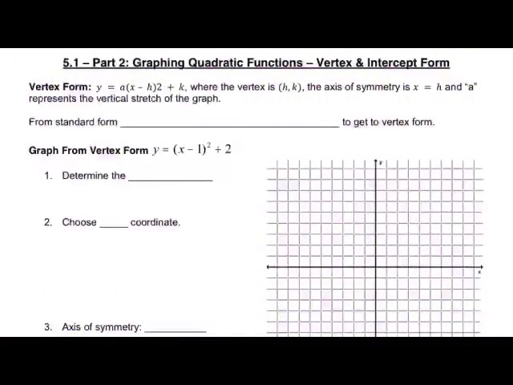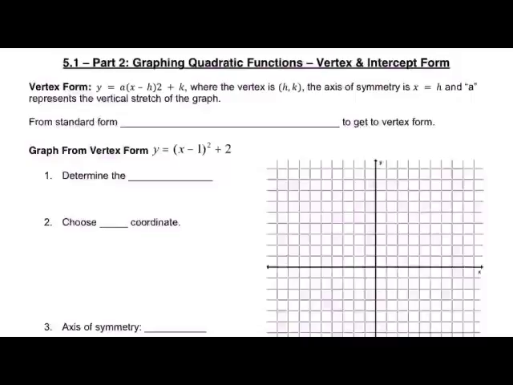These are the notes for lesson 5.1, part 2, graphing quadratic functions in vertex and intercept form. In part 1 of 5.1 we looked at graphing in standard form, and in this part we are going to look at graphing using vertex and intercept form, which are the other two forms that you will find your quadratic functions in.